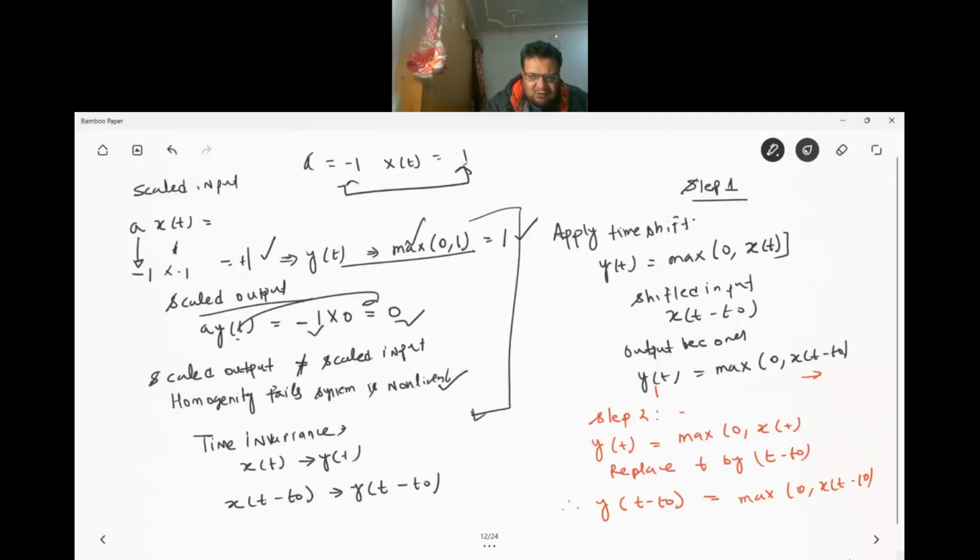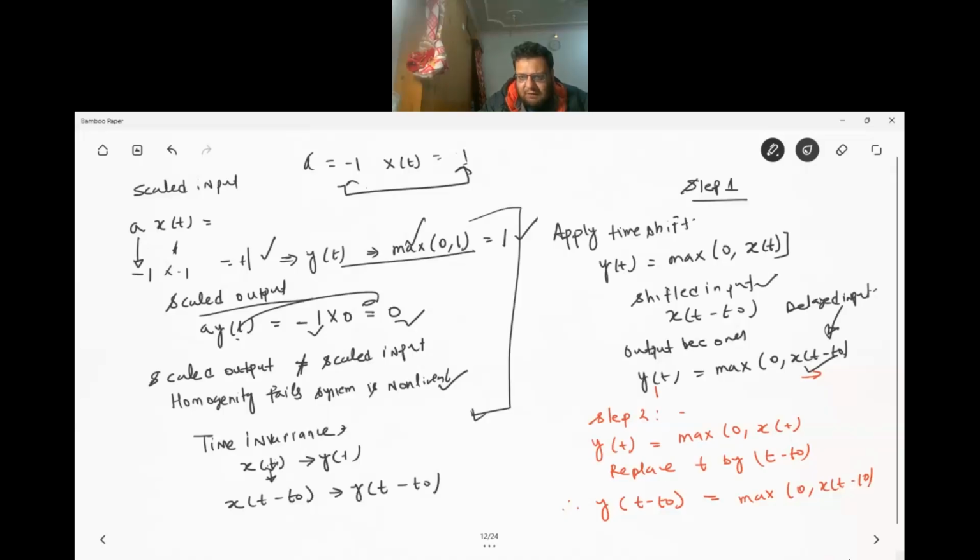This is one technique to see it, or straight away if you see the max function, you can say that this is a non-linear function. Now, as far as time invariance is concerned, you apply a corresponding shift in the input. So x of t minus t naught should give the same delay in the output. Apply the shifted input here: your output y of t becomes max of 0 comma x of t minus t naught when you delay the input. The delayed input should be equal to the delayed output.